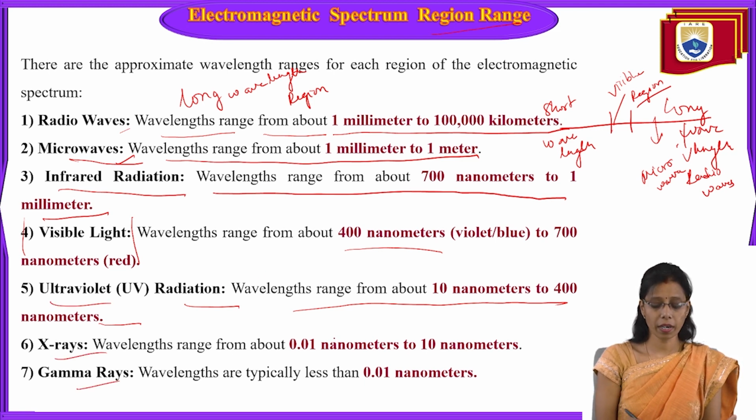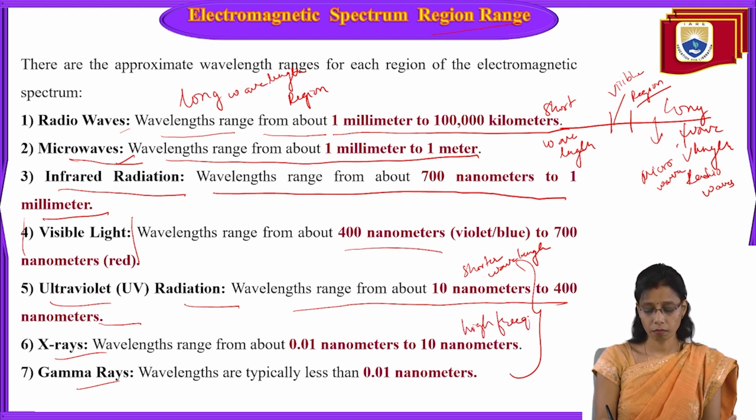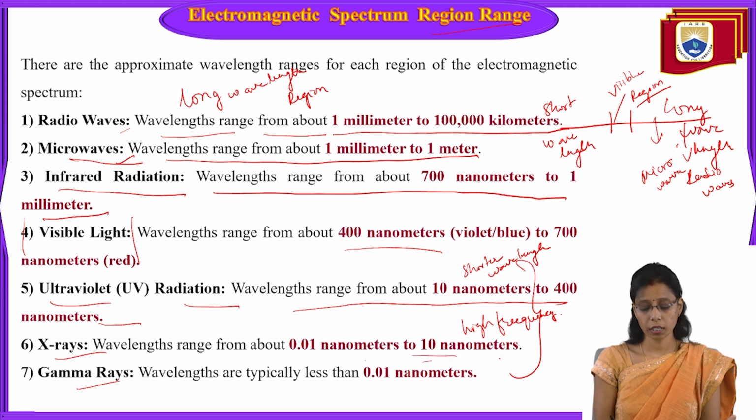ultraviolet, X-rays, and gamma rays. These three are the regions of shorter wavelength, but they have high frequency. Ultraviolet is 10 nanometers to 400 nanometers. Then you have X-rays, with wavelengths from 0.01 nanometers to 10 nanometers. Gamma ray wavelengths are typically less than 0.01 nanometers.